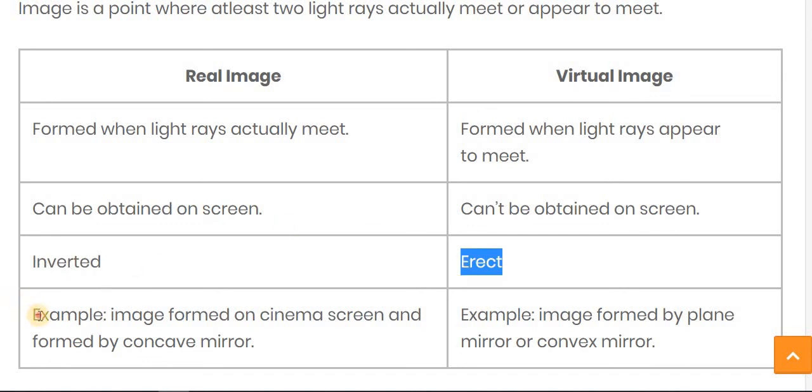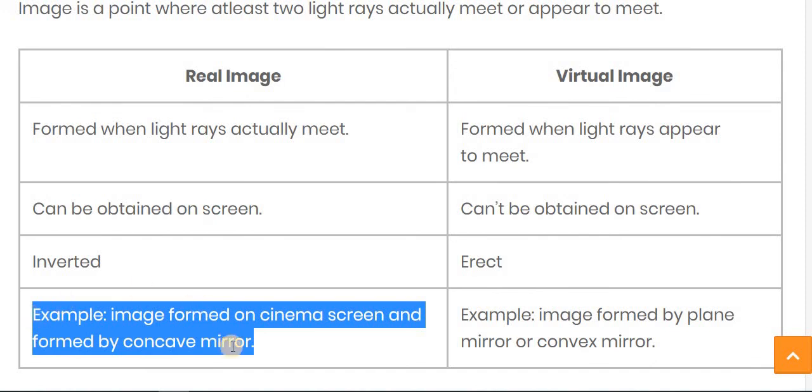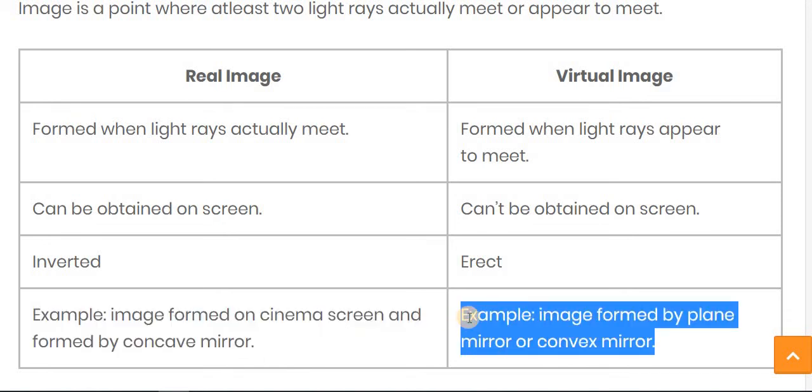Let's take an example of a real image. The image formed on the cinema screen and the image formed by the concave mirror. In both cases, whatever image is formed is the real one. While for a virtual image, the example is the image formed by the plane mirror or a convex mirror.